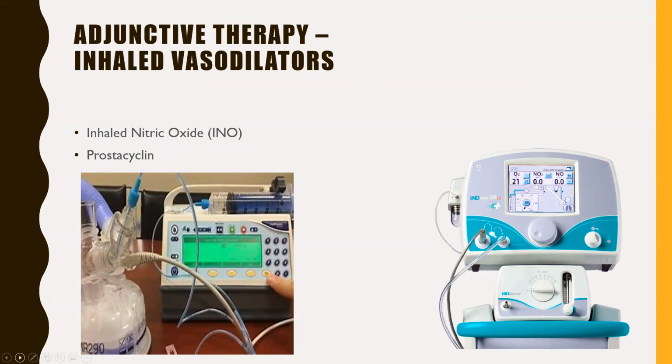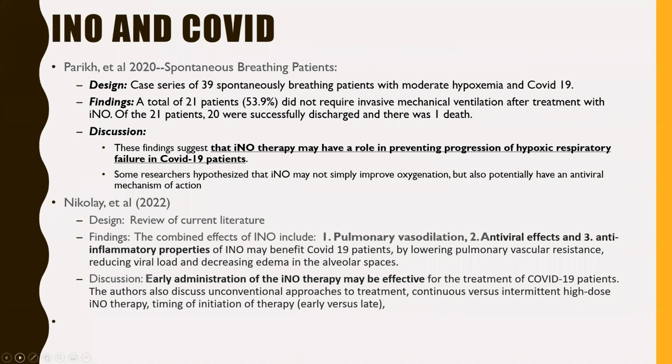To build on this a little bit, for adjunctive therapies, you could be proning your patient, particularly if they're mechanically ventilated, but you can also introduce adjunctive inhaled vasodilators. Let's talk a moment or two about them. Inhaled nitric oxide, INO, in COVID. Parikh and others looked at inhaled nitric oxide in spontaneous breathers, which is the emphasis of this presentation.